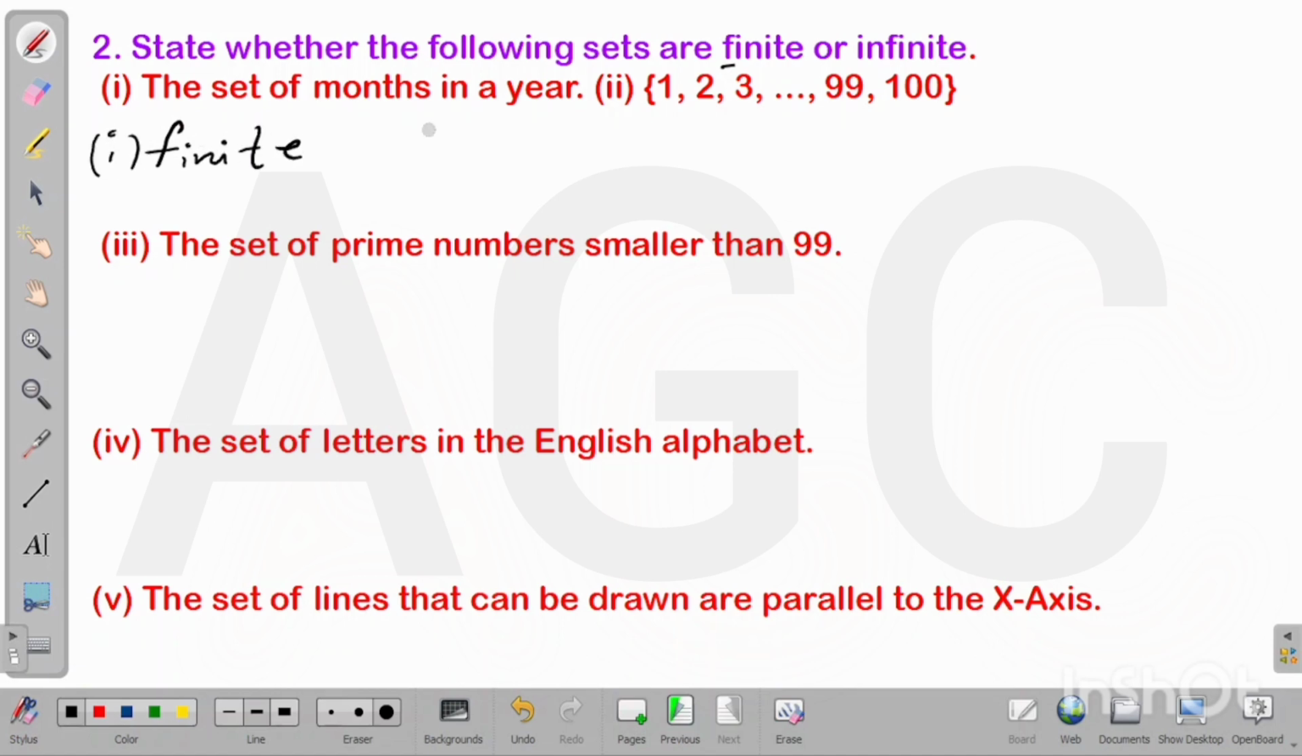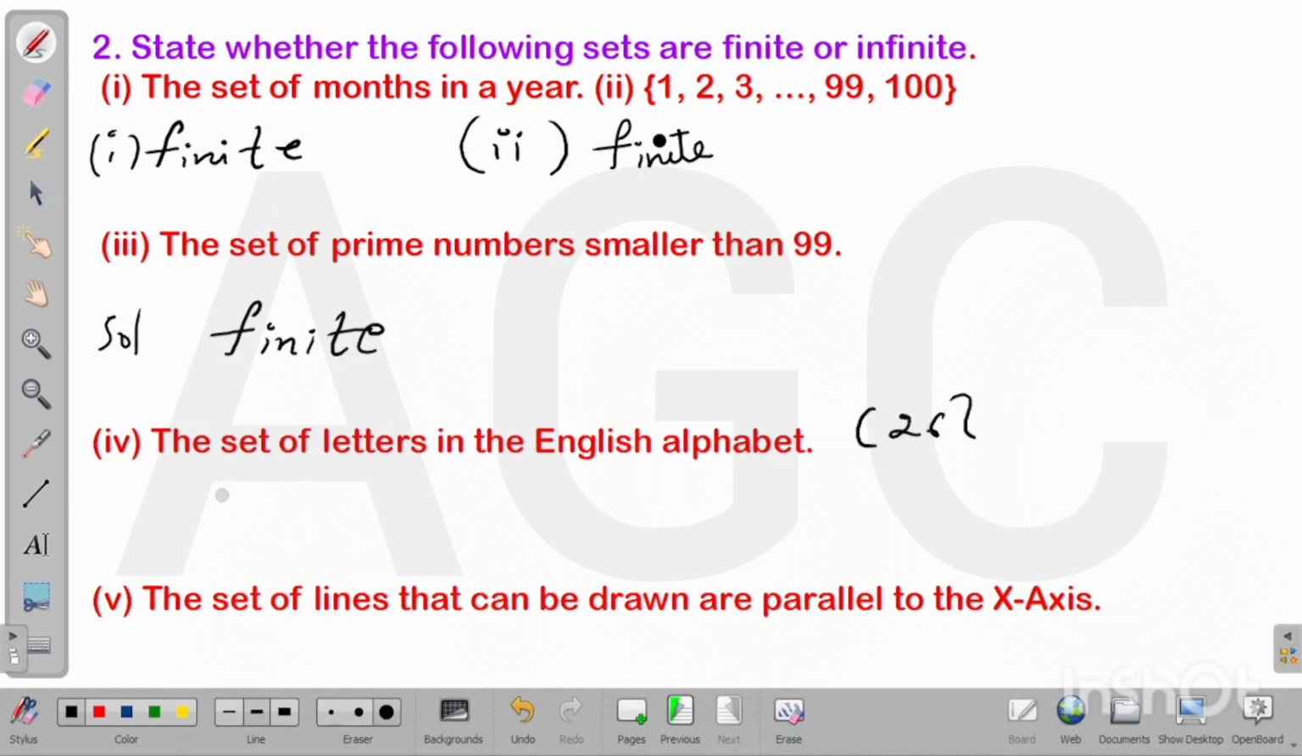First one is finite. Next one. Here one set is given: 1, 2, 3, and so on, 99, 100. There is a bound there, a starting and end point, so we can say this is a finite set. Next one, set of prime numbers smaller than 99. Yes, this is finite. Next one, set of letters in the English alphabet. How many total alphabets in English? 26. So it is also finite.